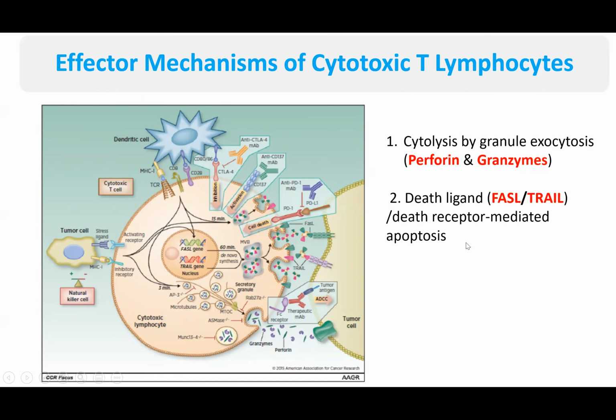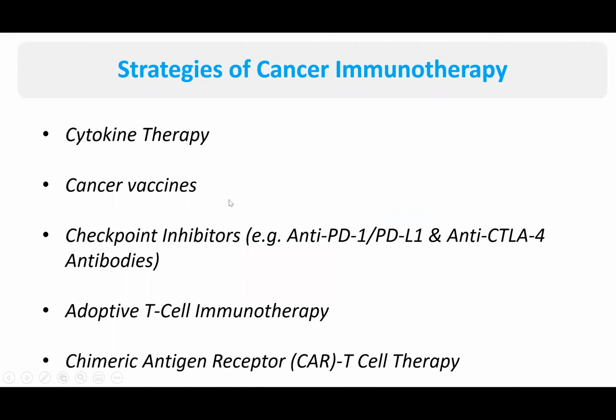And there is another mechanism by which T cells can kill the cancer cells: the interaction of death ligands, what we call FAS ligand or TRAIL, with complementary death receptors expressed by the cancer cells, leading to their apoptosis. So these are the two main mechanisms that enable cytotoxic T lymphocytes to kill the cancer cells. But all these details we will study in our successive talks.